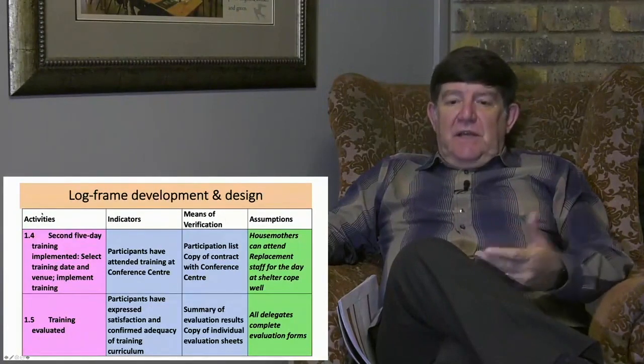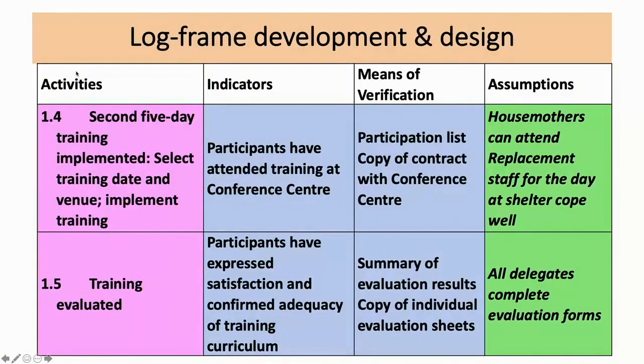Second 5-day training: house mothers can attend, replacement staff for this day at the shelters. One of the key things we need to do, we need to find replacement staff because we're now removing the house mother for 5 days to attend this training. So who's going to perform her functions and look after her clients in those 5 days? So those are critical things you need to think about in more detail when you start looking at the assumptions. Training evaluated: all delegates complete evaluation forms, we've got the data, we analyze the data, and we can produce a report on that.